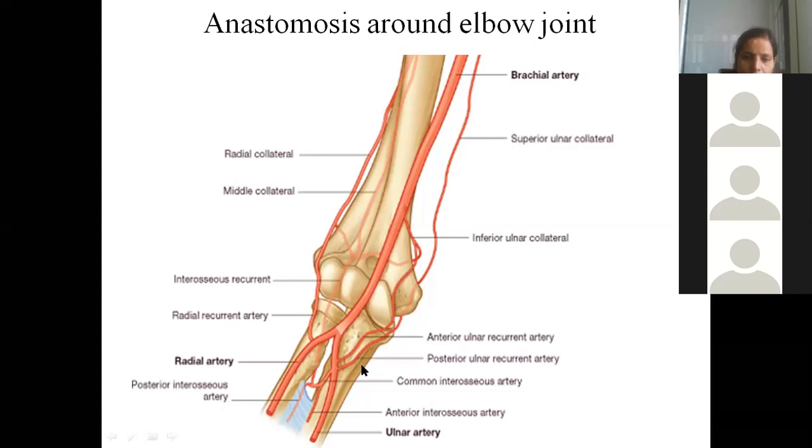Now, behind the medial epicondyle, posterior ulnar recurrent and superior ulnar collateral. The superior and inferior ulnar collateral, just now I told you, are branches of the brachial artery. That means the branches of the brachial artery and the branches of the ulnar artery take part in the anastomosis around the elbow joint medially.